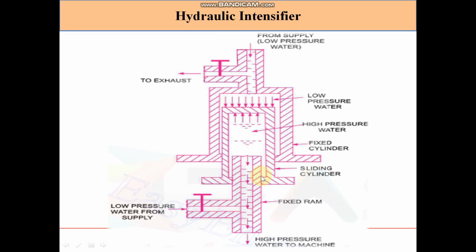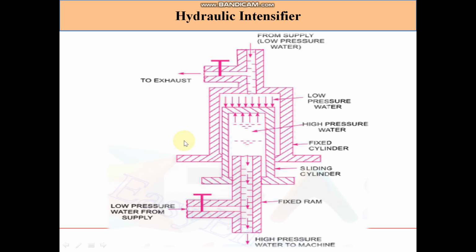This system consists of a fixed ram here. The fixed ram consists of a central bore. From that bore, the high pressure water is supplied to the machine for the application. This fixed ram surrounds one inverted sliding cylinder. This cylinder is moving up and down. This movable cylinder surrounds one more inverted fixed cylinder. This fixed cylinder consists of low pressure water.